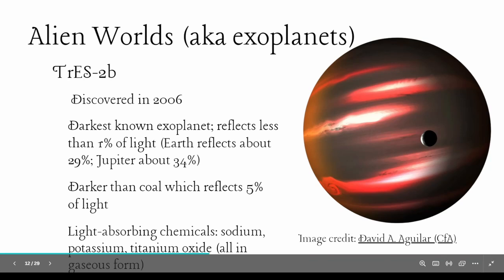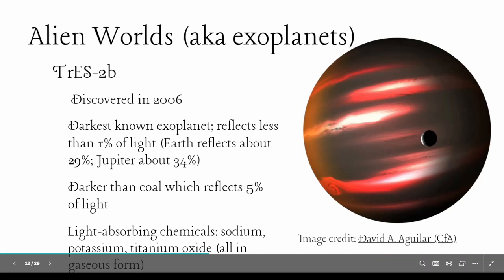And the last one I found pretty interesting here was discovered in 2006. Its name is TrES-2b. It is the darkest known exoplanet. It reflects less than 1% of its light, and coal reflects about 5%. So this planet is darker than coal. There's a parameter called albedo. If you're ever in the astronomy world and you hear somebody talking about albedo, that's what this is. It's the reflectivity of an object. So Earth reflects about 29% of its light. Jupiter reflects about 34%. And this exoplanet reflects less than 1%.